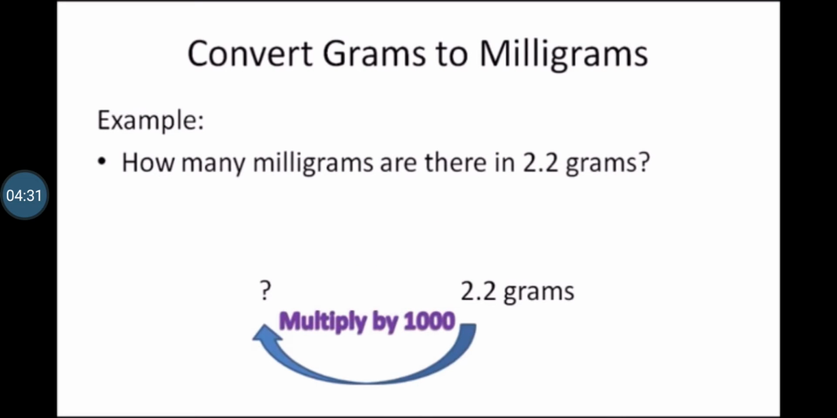Here is one more example. How many milligrams are there in 2.2 grams? Yes, so here we are moving from bigger unit to the smaller unit. And when we have to move the bigger unit to the smaller unit, then we have to multiply. So here we have to multiply by 1000, and when we multiply 2.2 by 1000, then we have to move the decimal point 3 decimal places to the right side.